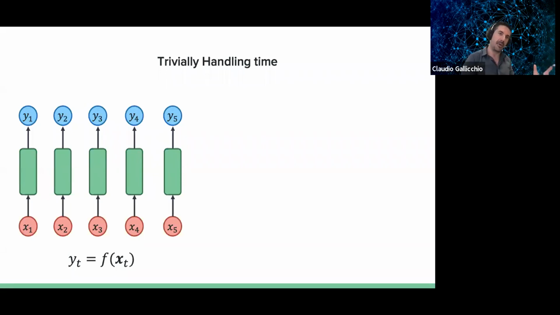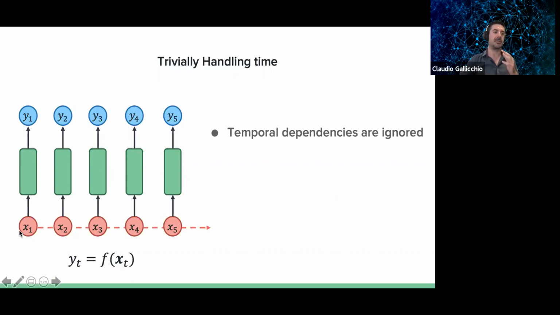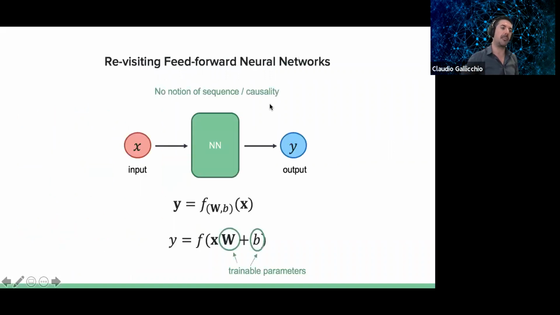One possibility and a starting point is the trivial handling of time. So we have an input information that is sequential. Okay, we can assume that there is a sort of causal assumption. In practice, this means that information at the second time step x2 follows somehow x1, and x3 follows both x1 and x2, etc. So there is a temporal relation or causality relation in the input. What we can do is apply the same architecture that I have introduced in the previous slide.